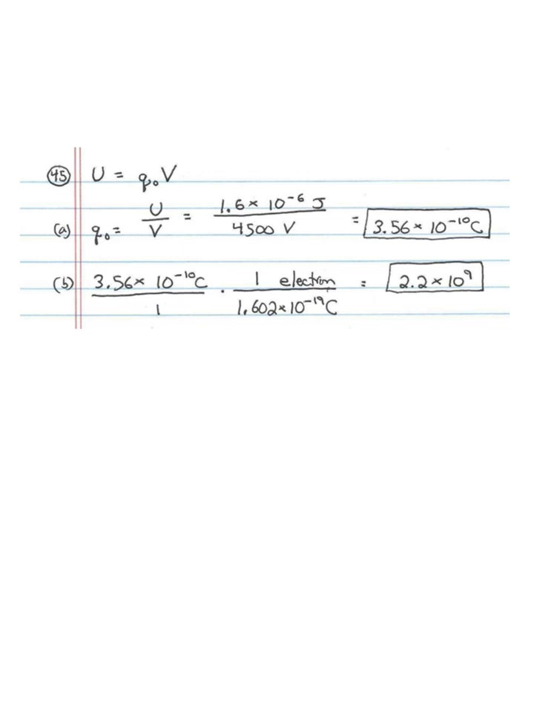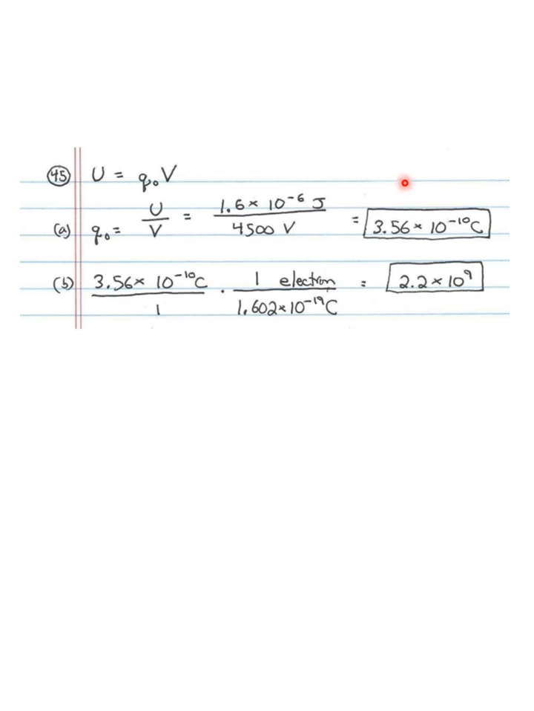All right. So the relationship between amount of energy and charge and potential difference is this: U equals Q naught V, where Q naught is going to be the total charge. We want to solve for that charge, so Q naught is U over V. It was 1.6 times 10 to the negative 6 joules over 4,500 volts, and we get a total charge released of 3.56 times 10 to the negative 10 coulombs.